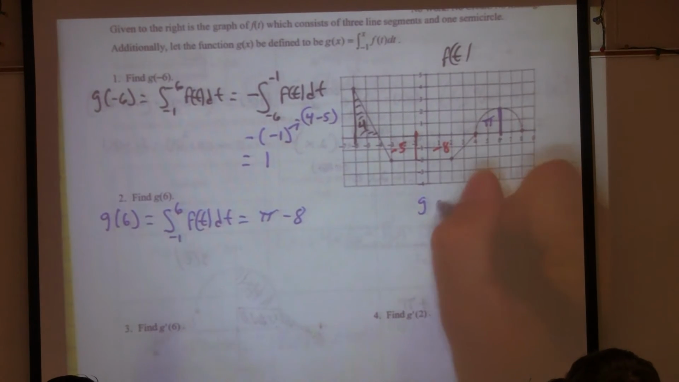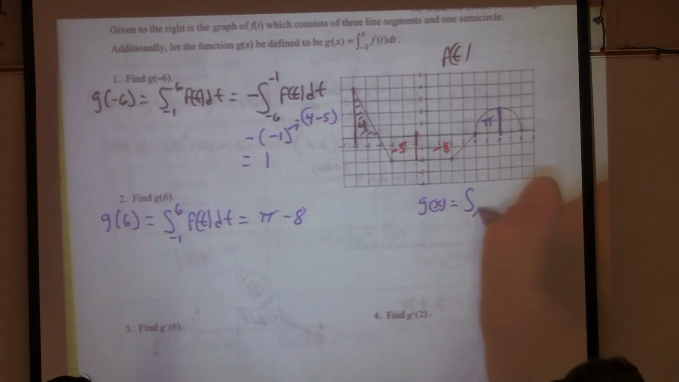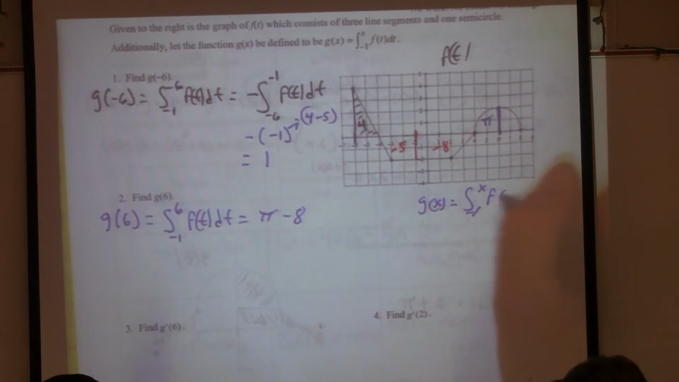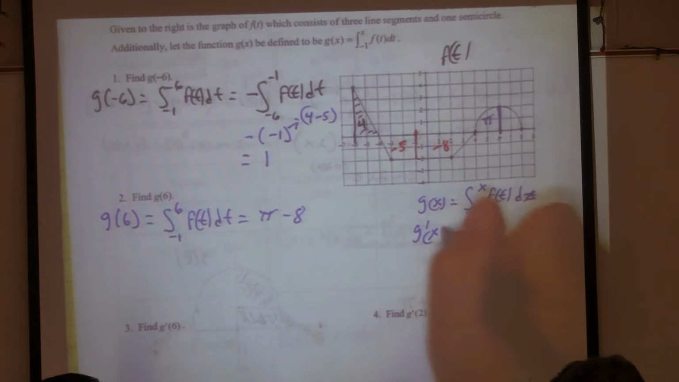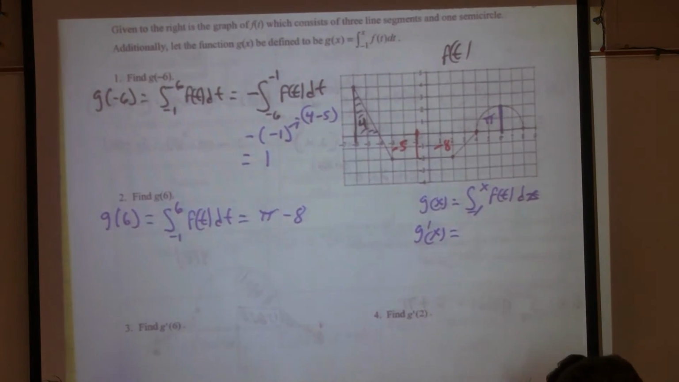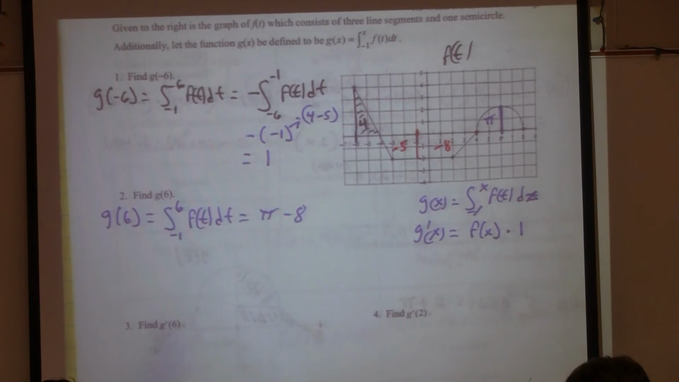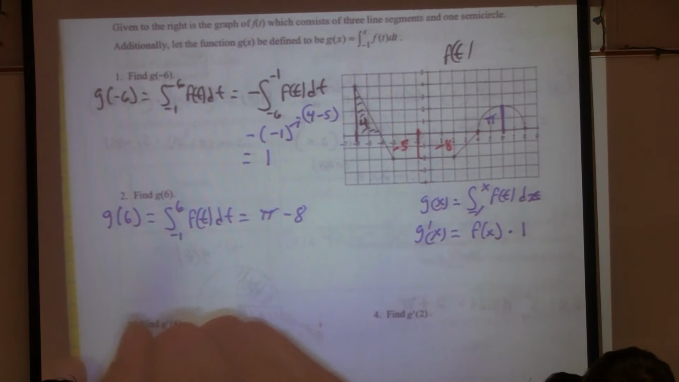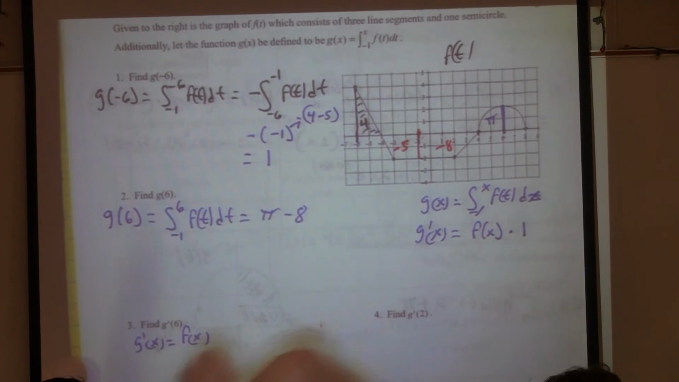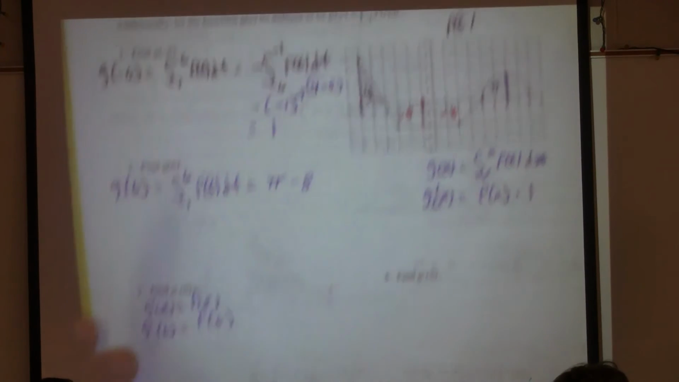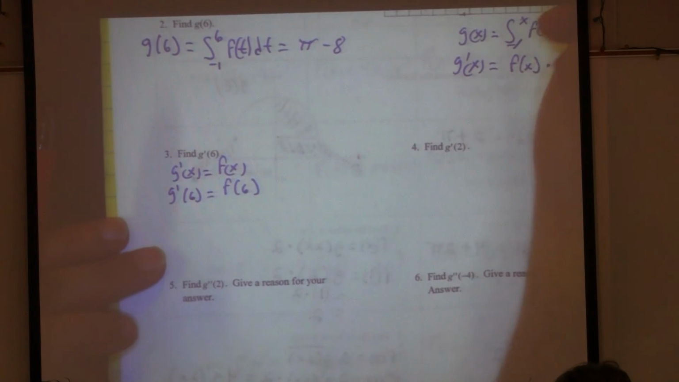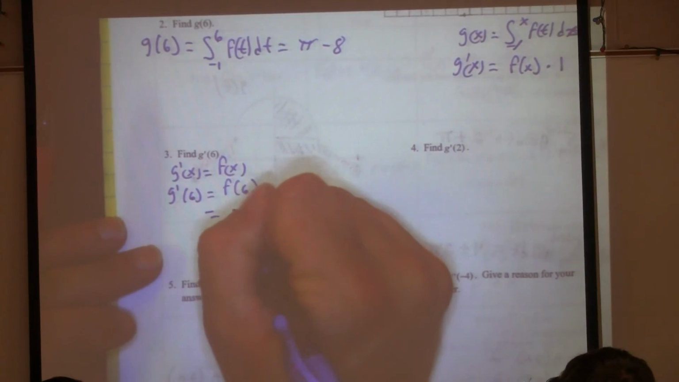So let's find g prime. We know g of x is this, the integral from -1 to x of f of t. So what would g prime of x be? Plug in the top limit times the derivative of that limit. 1, right? We don't worry about the bottom one because it's a constant. So we know g prime of x is equal to just f of x. So if I want g prime of 6, all I'm looking for is f of 6. What would that be? Go to the graph, go to 6, and the function value is 2.